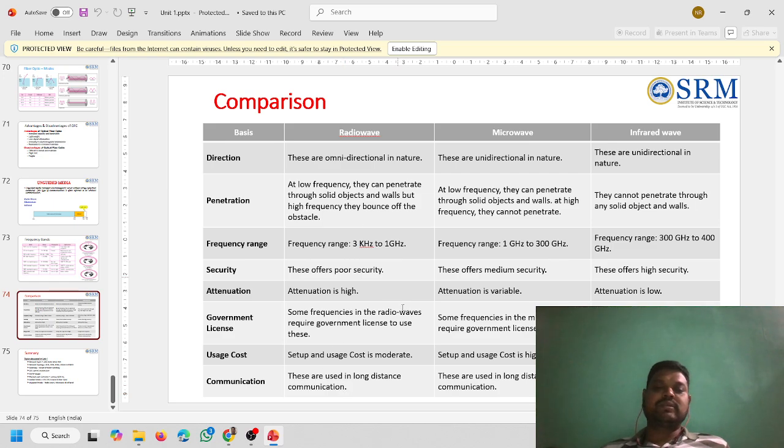So radio waves are used in long range communications. Microwave is used in long distance, but infrared wave can be used only in short range and long range communication. So this is the overview about different types of cables, right?